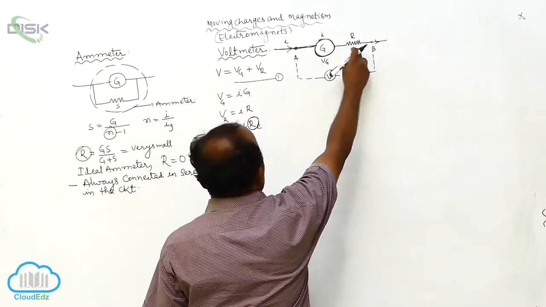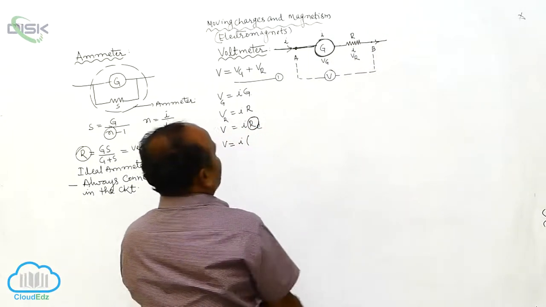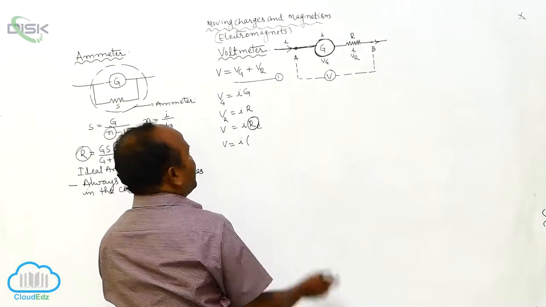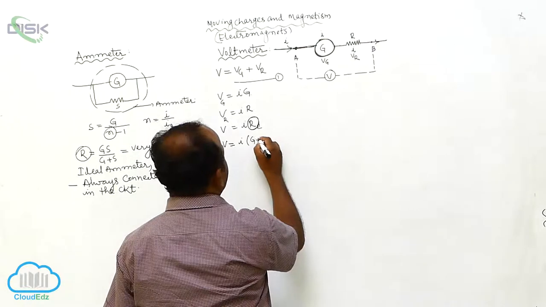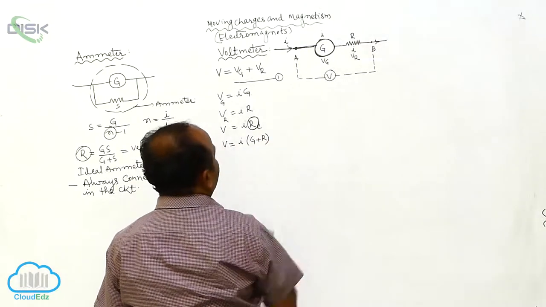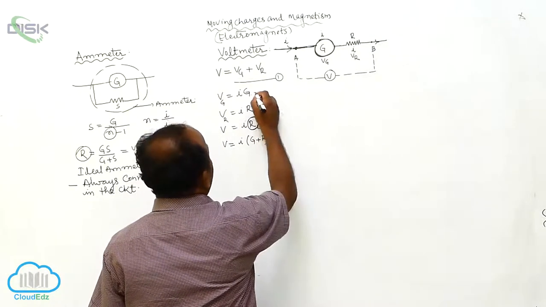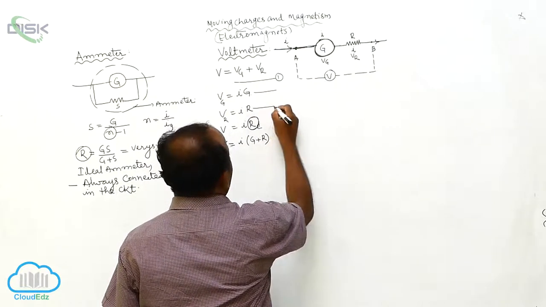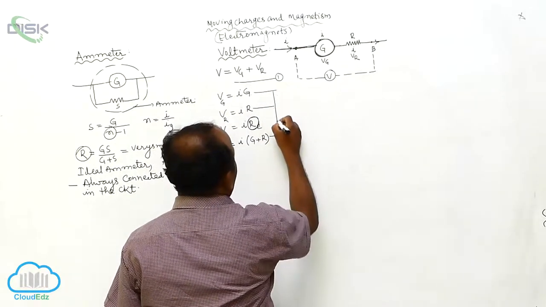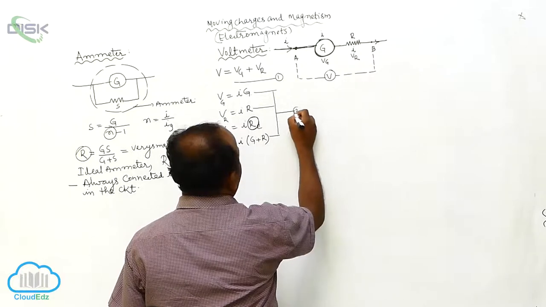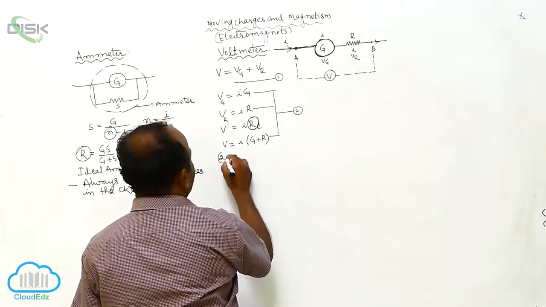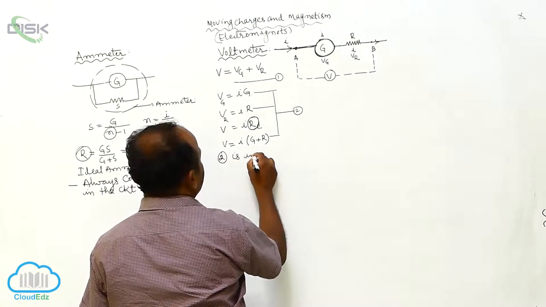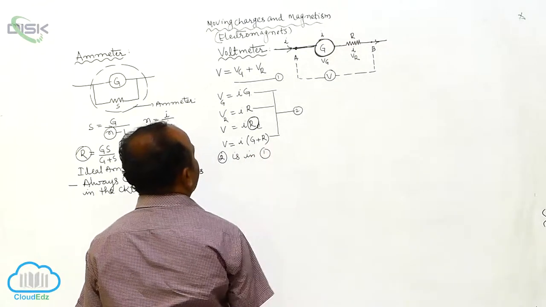These two resistances are in series. As the two resistances are in series, effective resistance is equal to R1 plus R2. Therefore, G plus R. These are combinedly known as your second equation. Now, the second equation is substituted in the first equation.